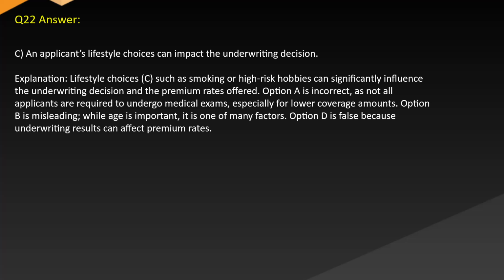Answer: C. An applicant's lifestyle choices can impact the underwriting decision. Explanation: lifestyle choices, C, such as smoking or high-risk hobbies, can significantly influence the underwriting decision and the premium rates offered. Option A is incorrect, as not all applicants are required to undergo medical exams, especially for lower coverage amounts. Option B is misleading. While age is important, it is one of many factors. Option D is false because underwriting results can affect premium rates.